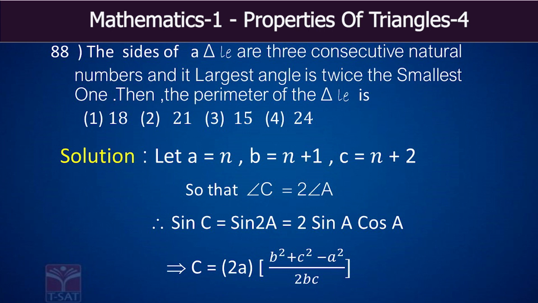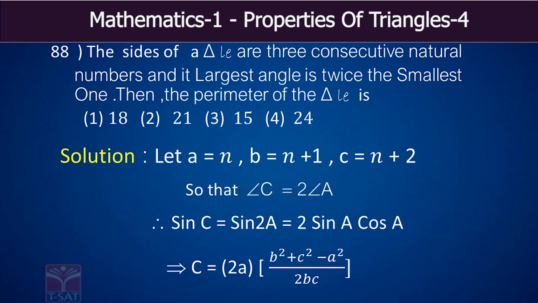So here you can see, let a is equal to n, b is equal to n plus 1, and c is equal to n plus 2, where n is a positive integer. So angle C is equal to 2A. So sin C is equal to sin 2A, which is 2 sin A cos A. That is c is equal to 2a into cos A.